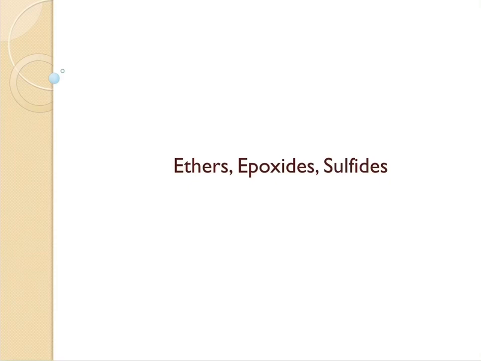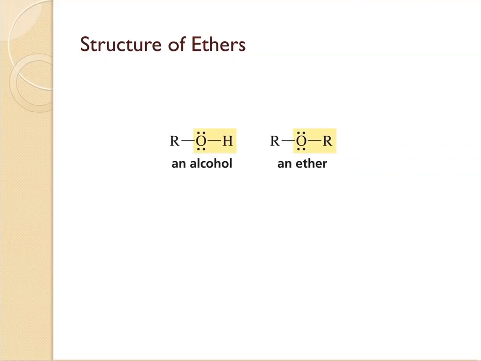Ethers, epoxides, and sulfides. In this chapter, we will talk about the structure, nomenclature, physical, and chemical properties of these three compounds, ethers, epoxides, and sulfides. To begin with, let's talk about ethers. What are ethers? Ether is an organic compound where the oxygen is connected to two carbons.